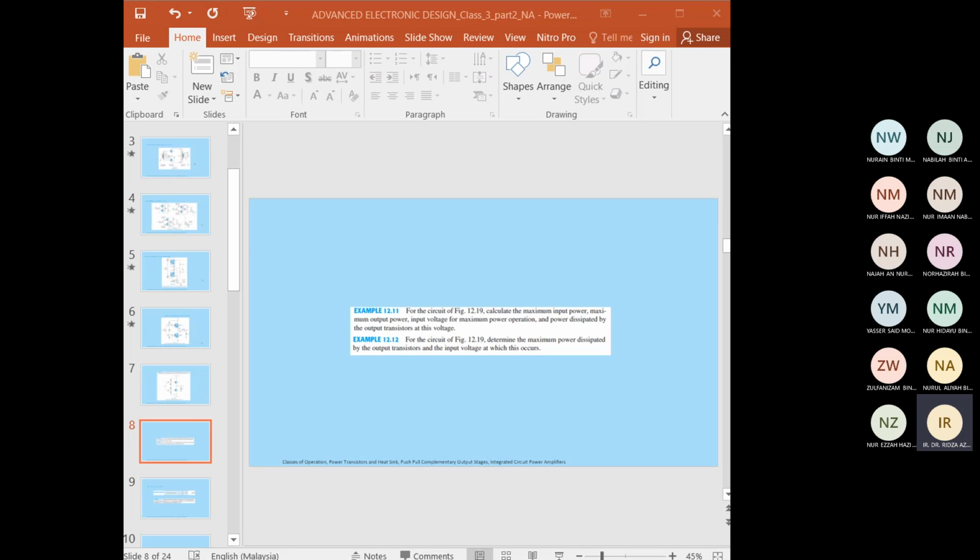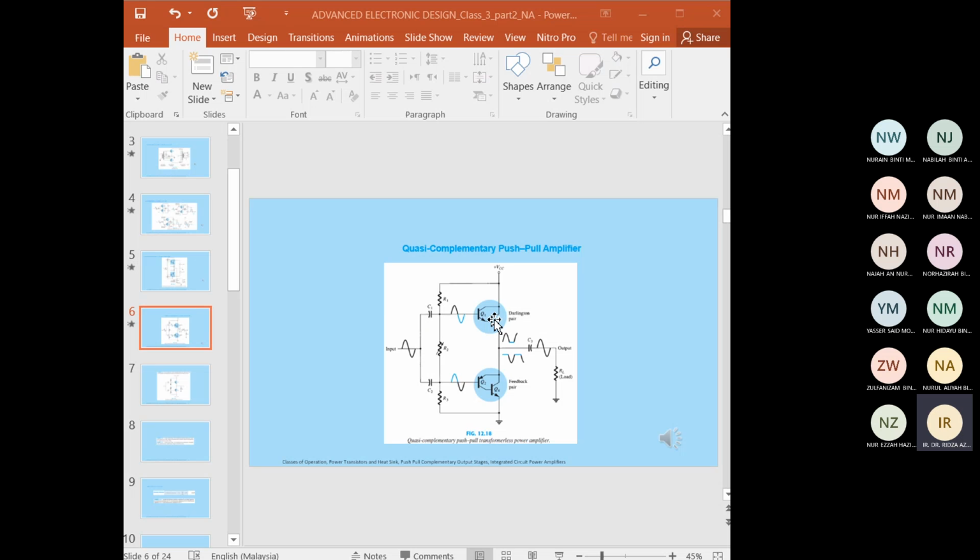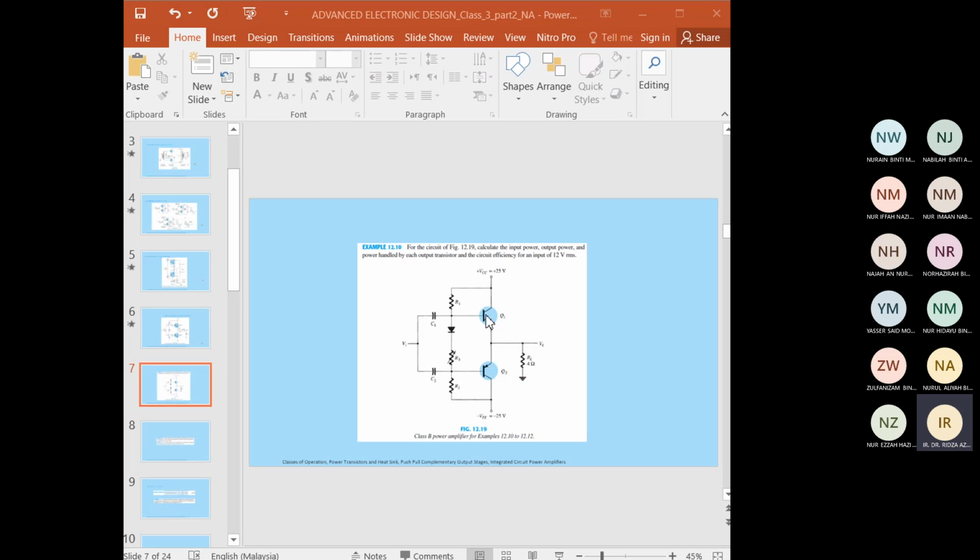Okay, so try these two examples. For the circuit in figure 12.19, calculate the input power, output power, the power handled by each output transistor, and the circuit efficiency for an input of 12 volts RMS. So this is 12.19. This one. Okay, refer to this.